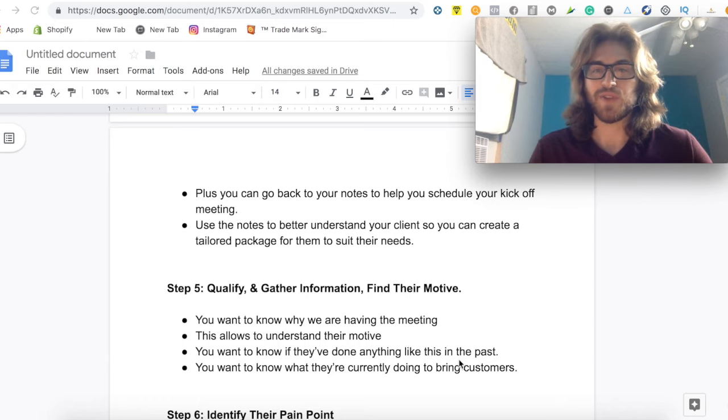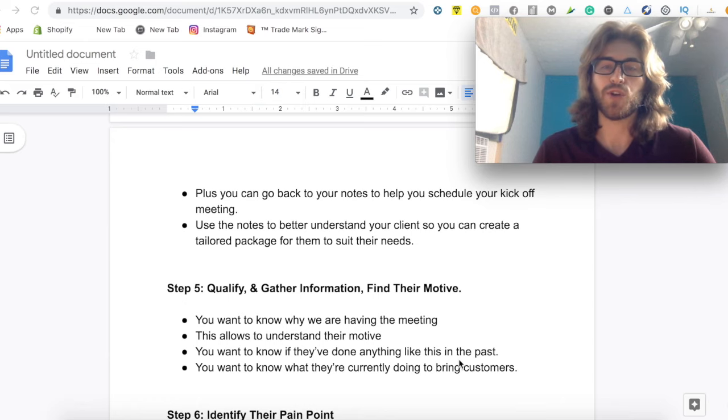And lastly, for this step, you want to know how they're currently bringing in customers. Do they even have a plan or a strategy to bring in customers? With my client, I asked her how she was currently bringing in customers, and she said newspaper, basically word of mouth. Maybe she said they were in a general store.